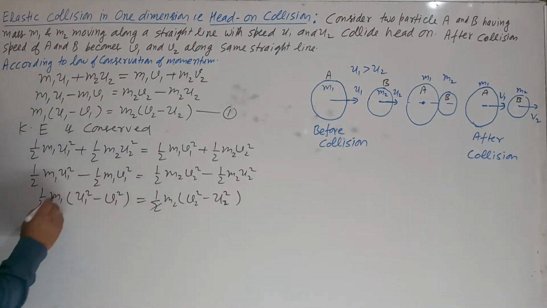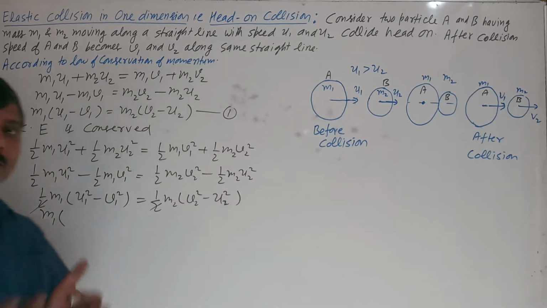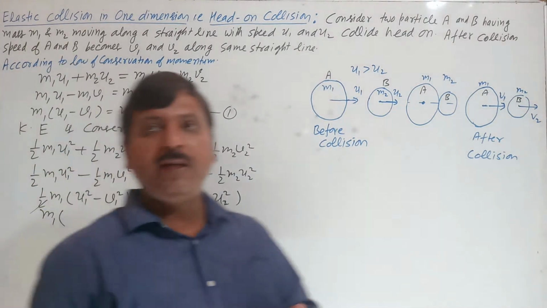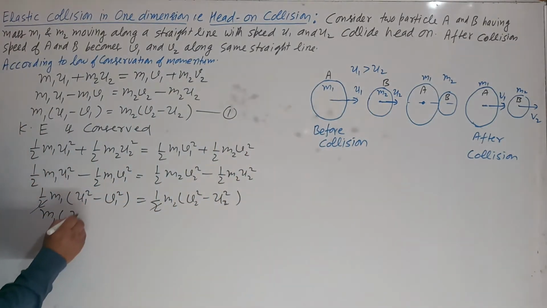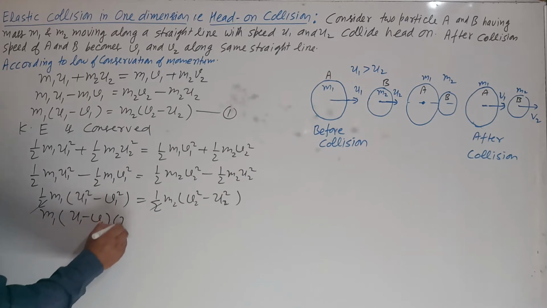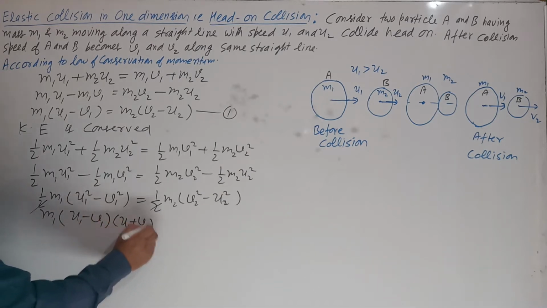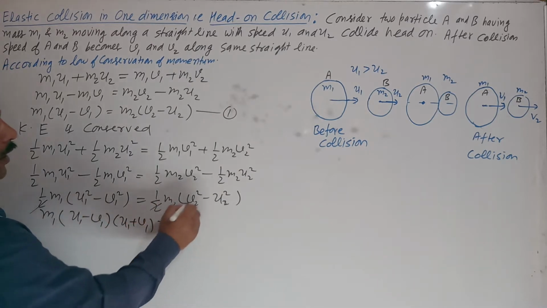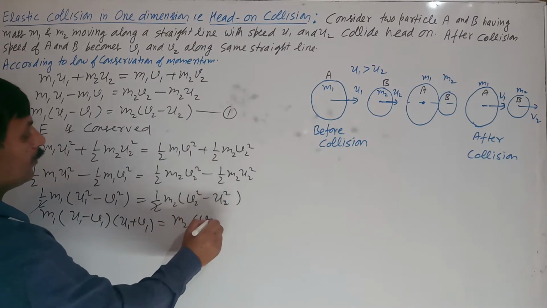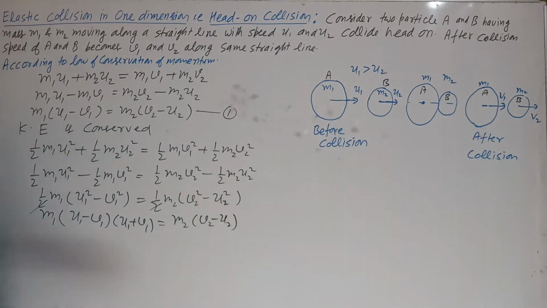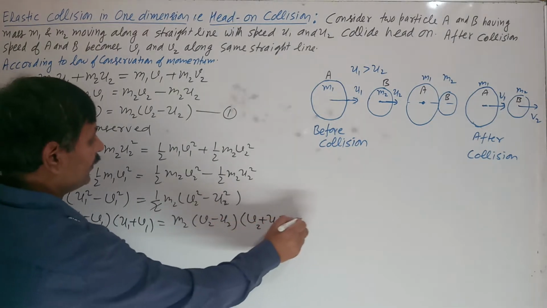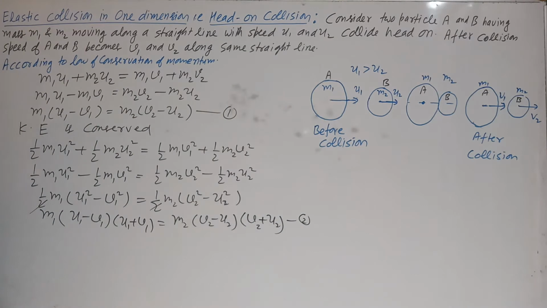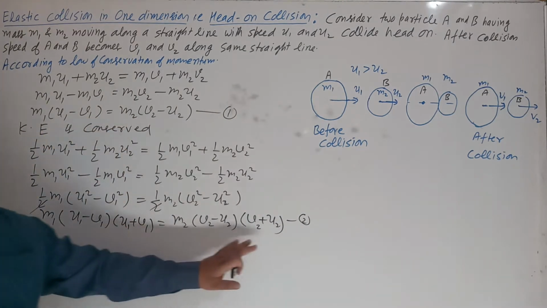Half cancels. A square minus b square, what do we know? A minus b times a plus b, the same thing we are applying here. So u1 minus v1 and u1 plus v1. Here also a square minus b square, so v2 minus u2 and v2 plus u2. Suppose this is the second equation. This is first, this is second equation.